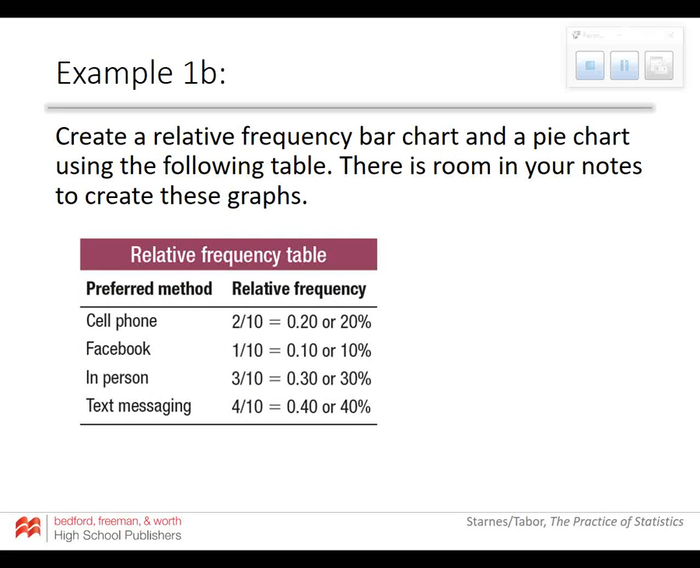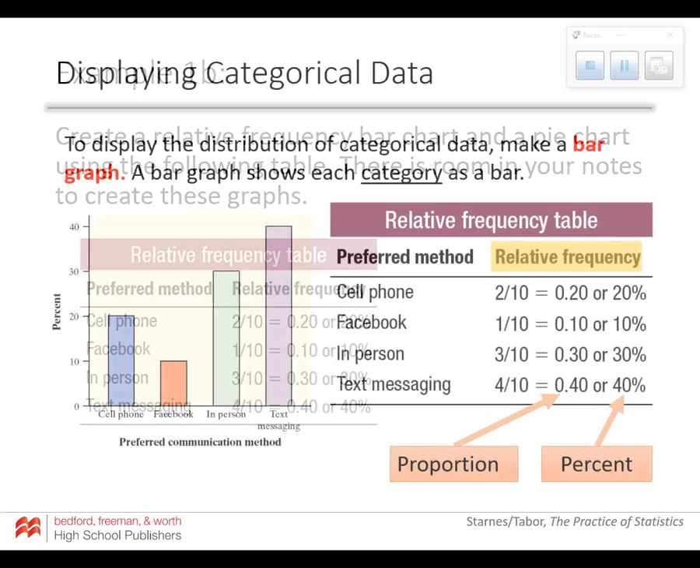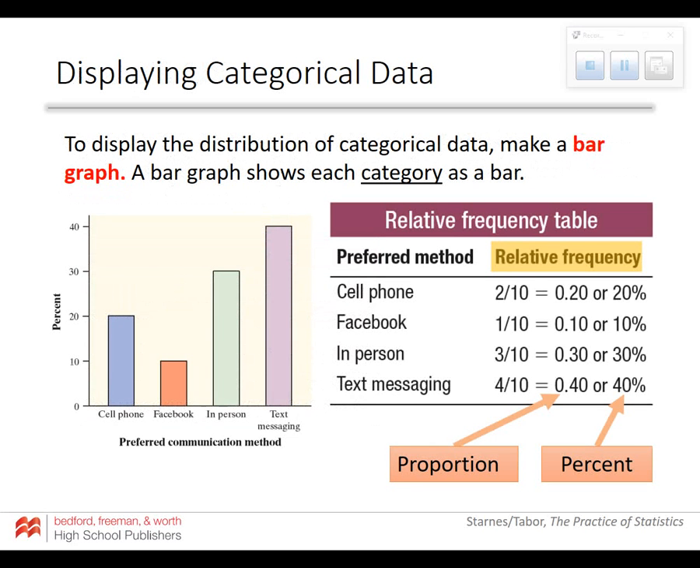So here it says, create a relative frequency bar chart and a pie chart using the following table. There is room in your notes to create these graphs. You're going to draw them into your notes. And so we're going to take those same numbers and transform them into, first, a bar chart.